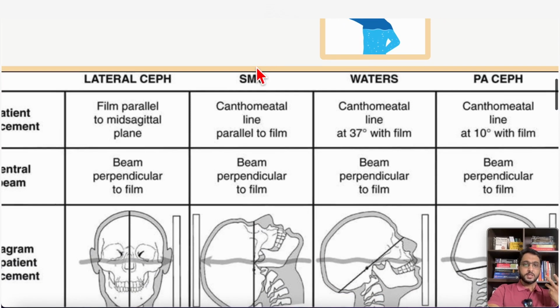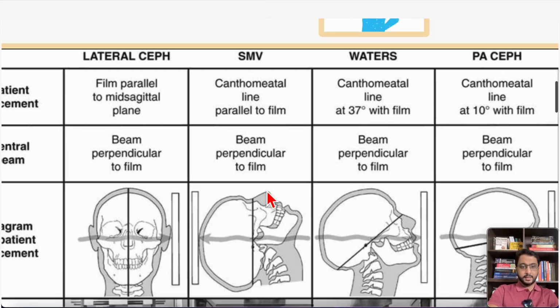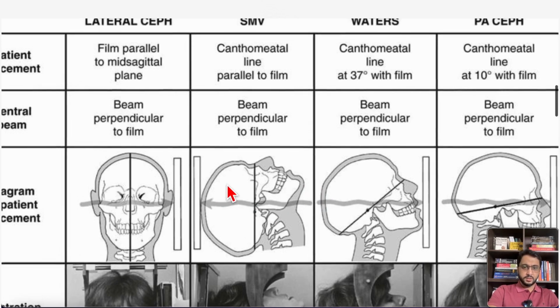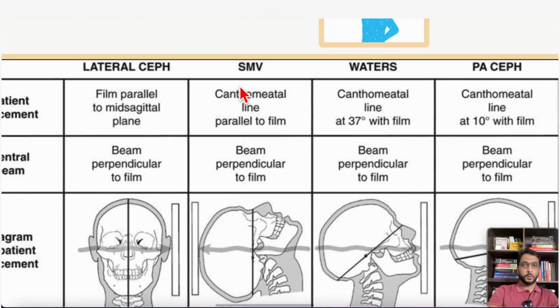Now, if you come to the submental vertex view, this is the mental region, the mentalis muscle, everything is here. So this is below the mental, submental vertex. Vertex means the center of your skull. So that is the view: the passage of the X-ray beam is from the submental to the vertex, and that's one reason why the name submental vertex is used.